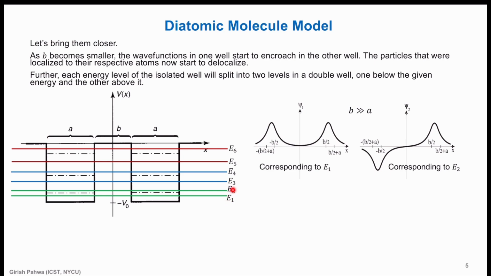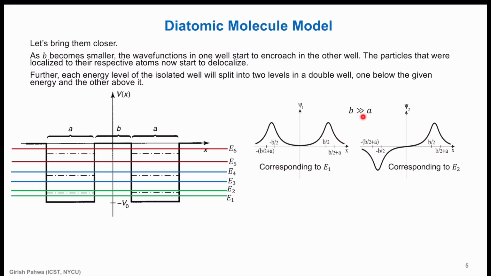If you look at the E2, how does it go? Because it's a symmetric potential well, your wave functions are going to be alternately even and odd. So if this is E1, the ground state, the next state will be odd. Next state is E2. So that's why it is odd. Okay. So this is for B much greater than A.